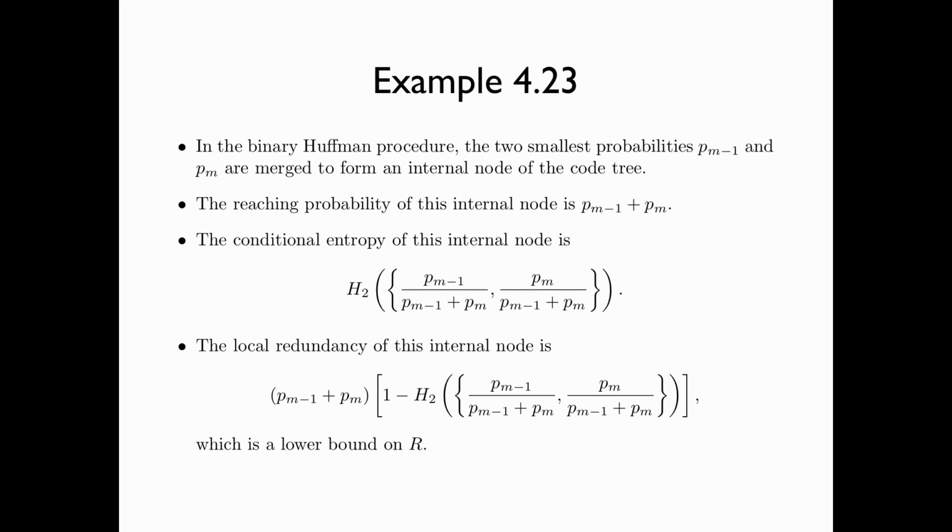Then this expression forms a lower bound on the redundancy of the prefix code. Note that this lower bound on R depends on the two smallest probability masses in the source distribution. In general, if we have more information about the source distribution, then we can obtain better bounds on the redundancy of a prefix code for that information source.